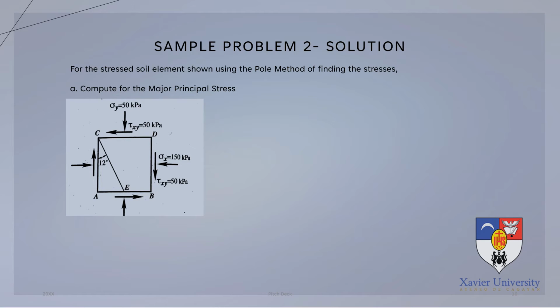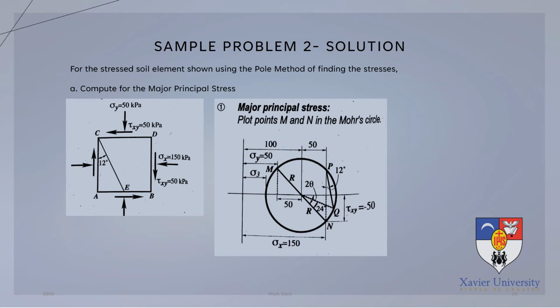Alright, so for the solution of sample problem number 2, first let us compute for the major principal stress. Before we can do that, we first have to establish our Mohr circle. For us to do that, let us have first this, and then we will discuss how we came up with this circle.